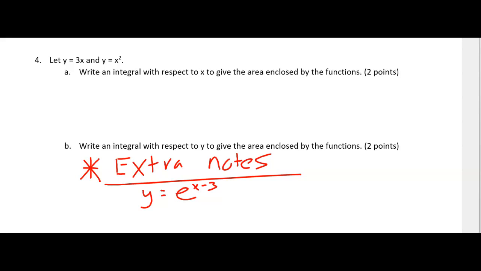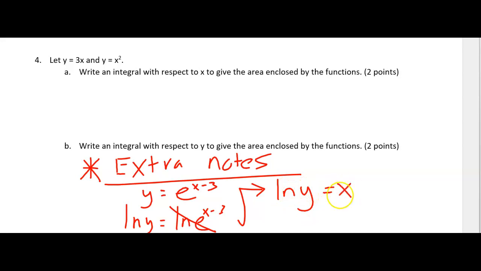Well, the way that we get the x by itself is first by getting rid of the e, and we do that by taking ln on both sides. So ln of y equals ln of e to the x minus 3. And what happens is these cancel each other out. So I'm left with ln of y equals x minus 3. And then we would just add the 3 over to the other side. And we would have x is equal to ln of y plus 3. Okay, so if you don't know how to solve equations with an e in it, that's how you do it.